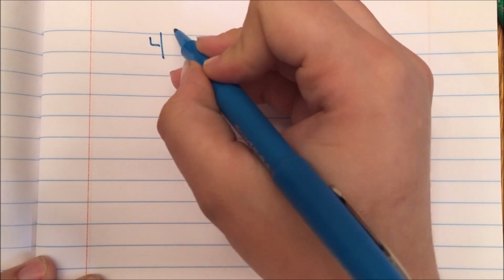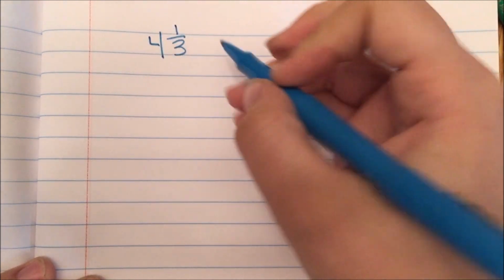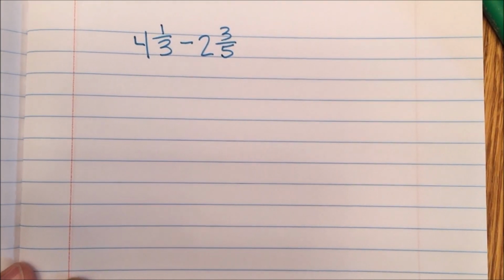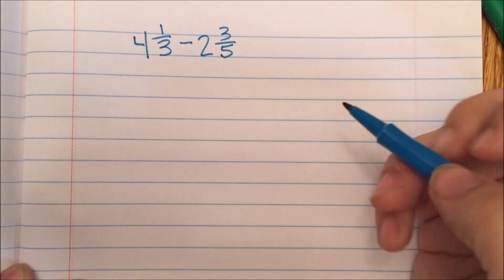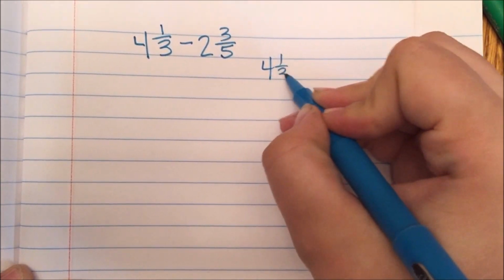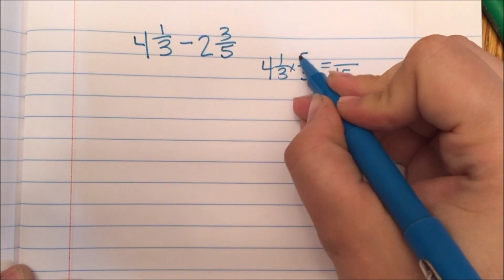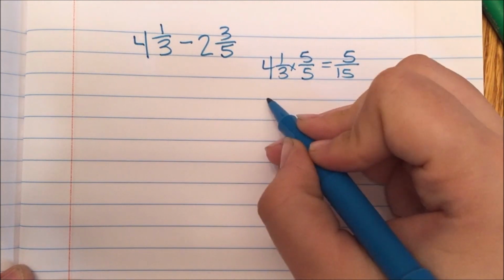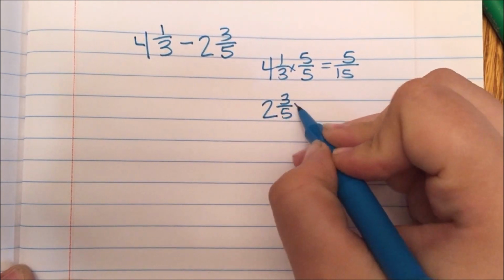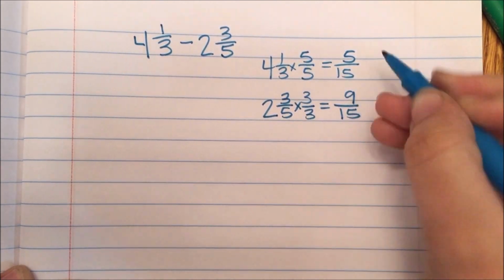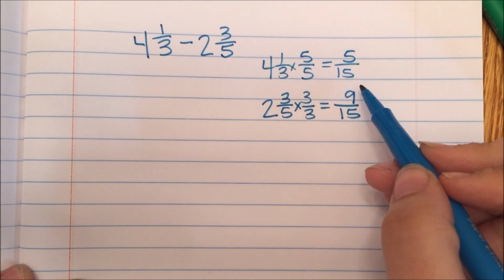And there is one more way that I wanted to show you how you could work out a problem. Let's start with 4 and 1/3 minus 2 and 3/5. First thing we want to do is find a common denominator. I'm going to use 15. So 4 and 1/3 times 5, 1 times 5 is 5, so that's 5/15. And then 2 and 3/5, so times 3 equals 15. 3 times 3 is 9. Now I've got 5 minus 9, so I know I'm going to have to regroup.